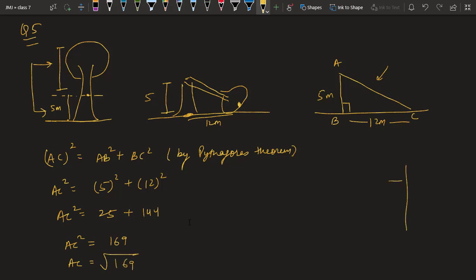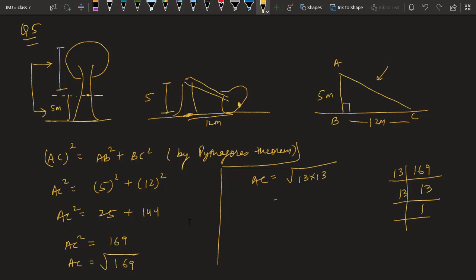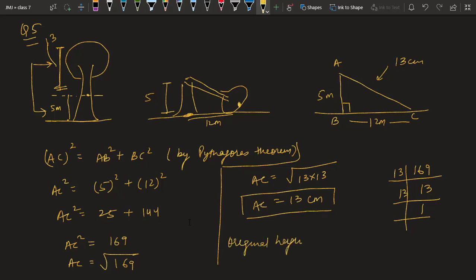When you try to prime factorize it, only 13 can divide it. 13 13s are 169 and 13 1s are 13. So we have got the answer as AC is equal to root 13 into 13. 13 will come out as the answer. 13 centimeter. So now we have got this thing as 13 centimeter. Now what is the length of tree? So we have found this portion as 13. So original height is given by 13.